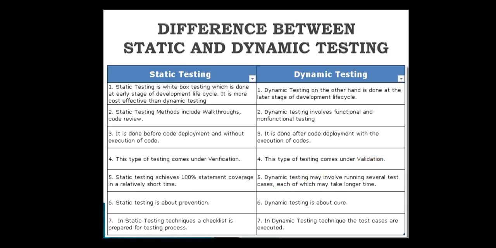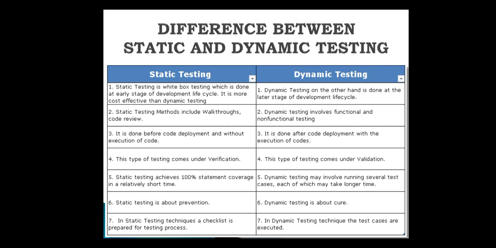So the difference between static testing and dynamic testing is, static testing is a white box testing which is done at early stage of development life cycle. It is more cost effective than dynamic testing. Dynamic testing, on the other hand, is done at the latter stage of development life cycle. The static testing method includes the walkthrough and code review. The dynamic testing involves the functional and non-functional testing.